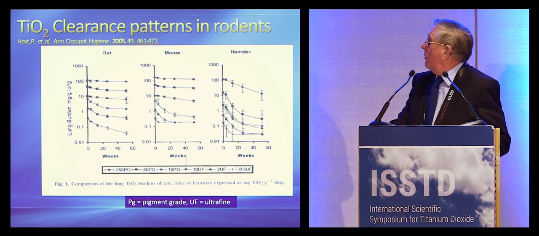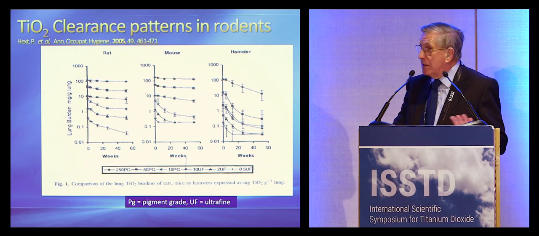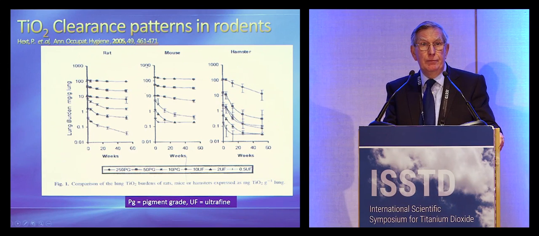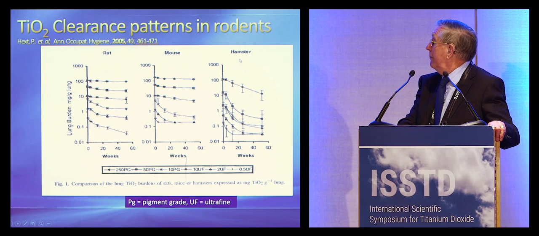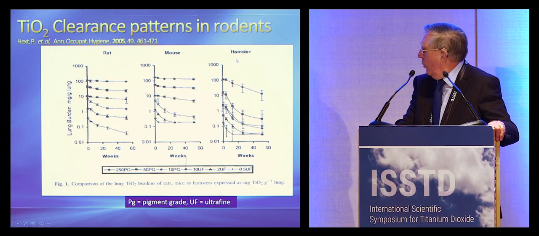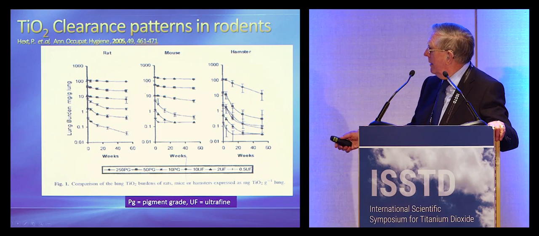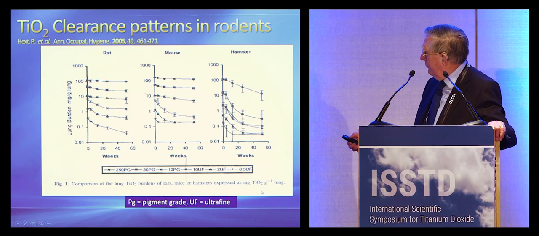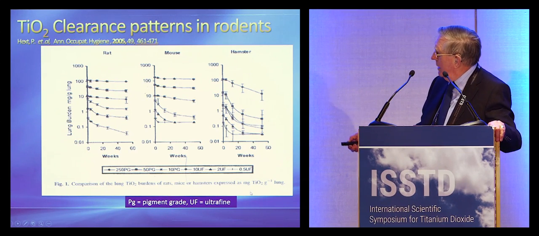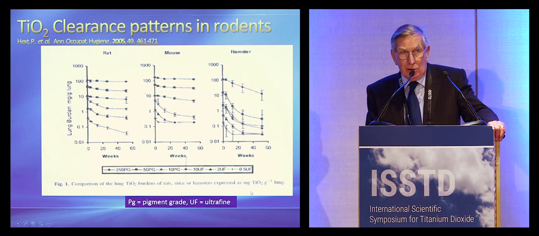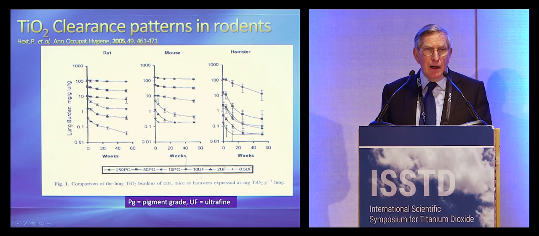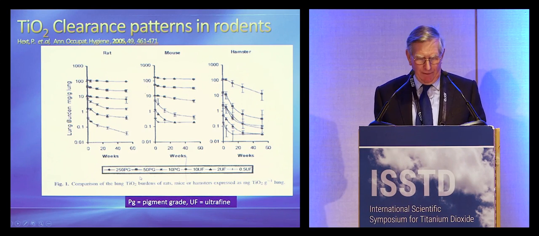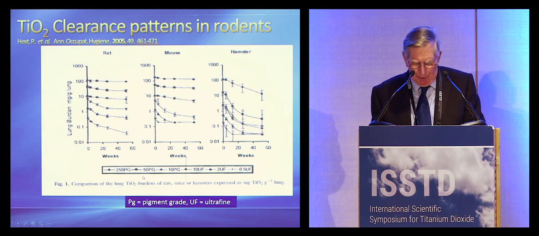This is an indication of the clearance rates we see in different species. Rat and mouse are similar. Hamster, the clearance rate is rather quicker. Also, notice on the bottom here, differences in the pigment grade and the ultrafine particles. The ultrafine particles penetrate at a far more rapid rate.